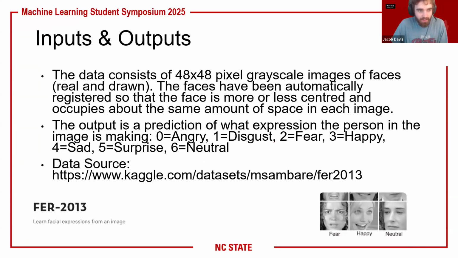So, inputs and outputs. The dataset consists of 48 by 48 pixel grayscale image inputs. We have one hot encoding with seven different classes. We've got angry, disgust, fear, happy, sad, surprise, and neutral. Below you can see the link to our dataset and you can see the image of the dataset.